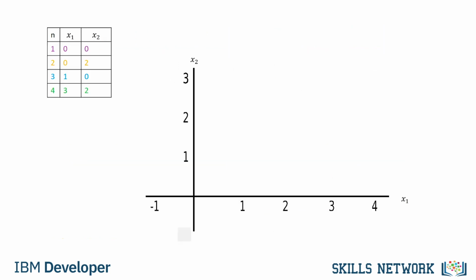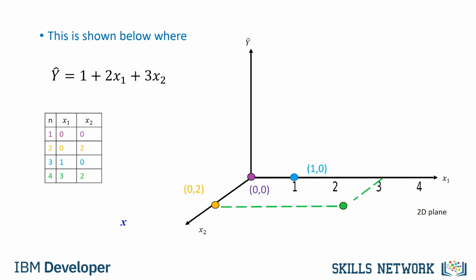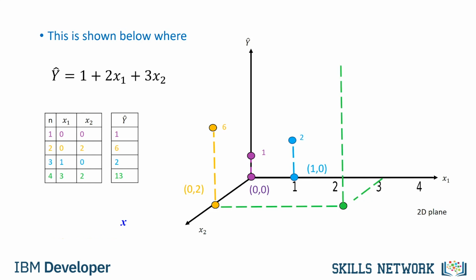The table contains different values of the predictor variables x1 and x2. The position of each point is placed on the 2D plane, color-coded accordingly. Each value of the predictor variables x1 and x2 will be mapped to a new value y hat. The new values of y hat are mapped in the vertical direction with height proportional to the value that y hat takes.